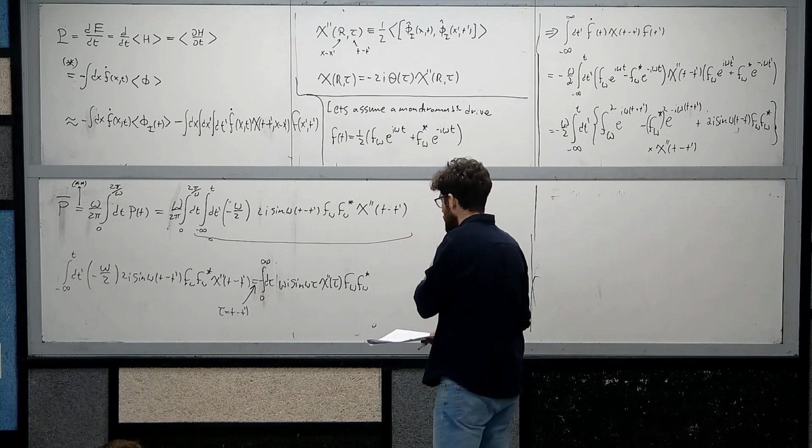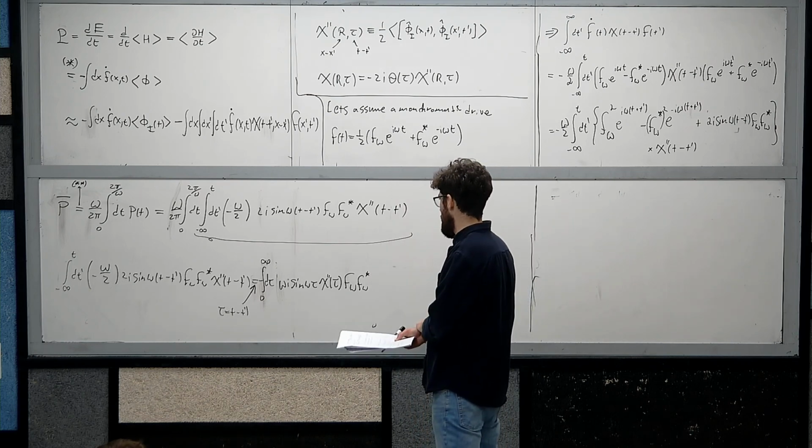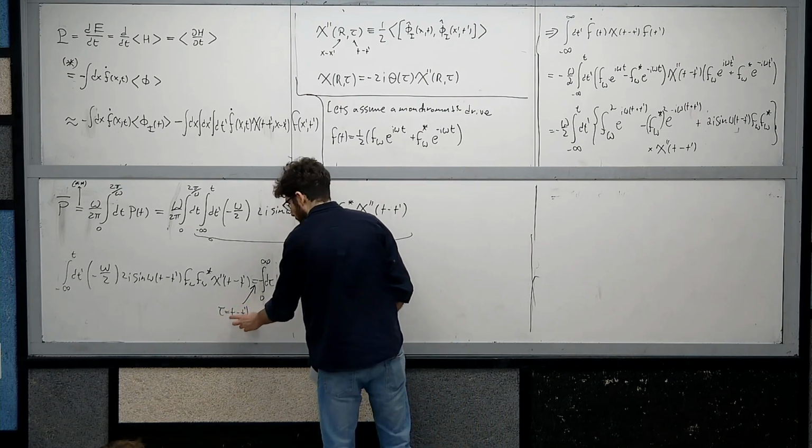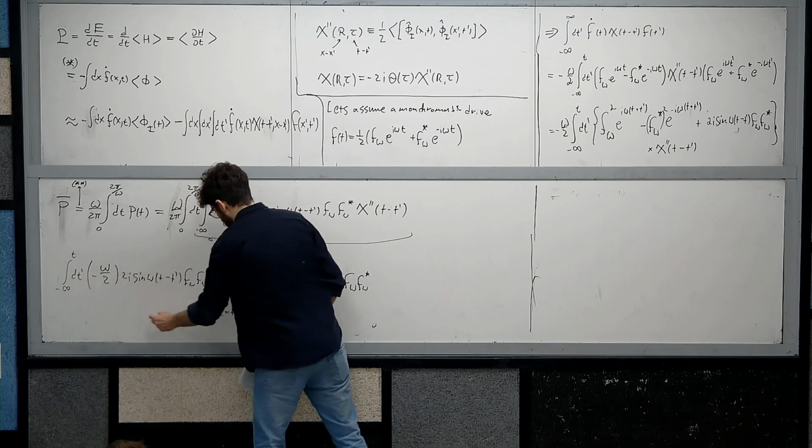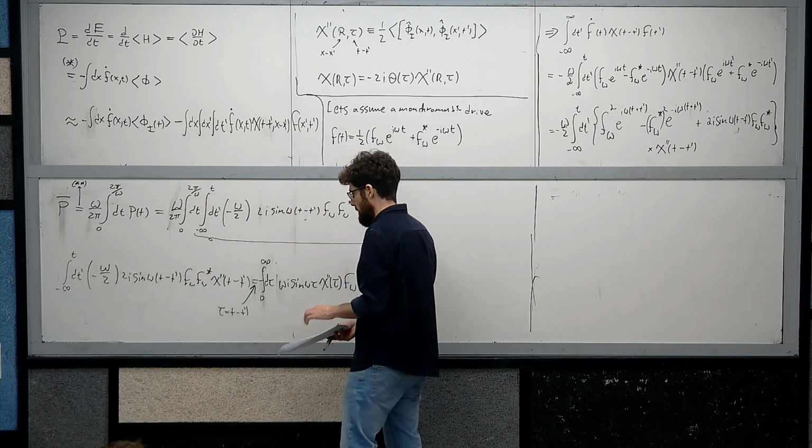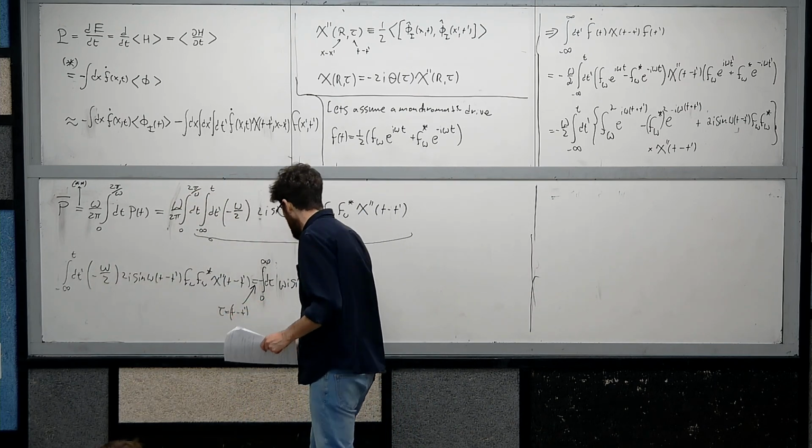Why is it from 0 to infinity? Because I changed variables. The integral is no longer over t prime, it's an integral over tau, which is a difference. Okay?